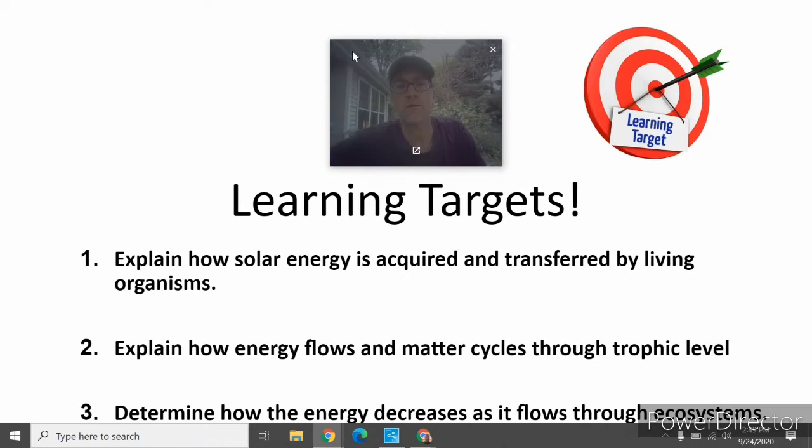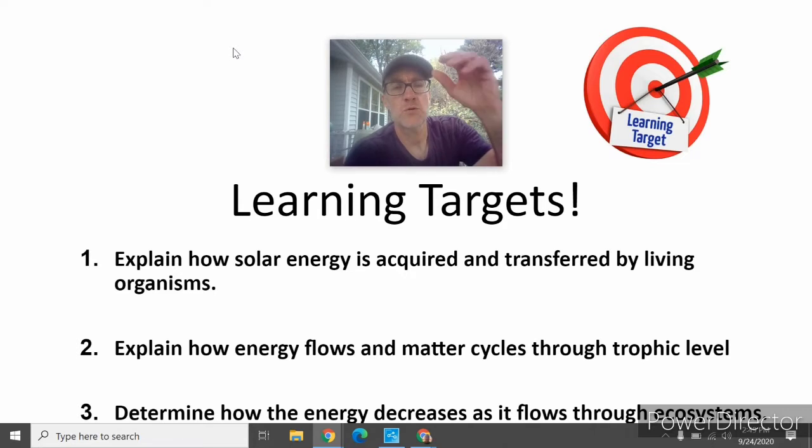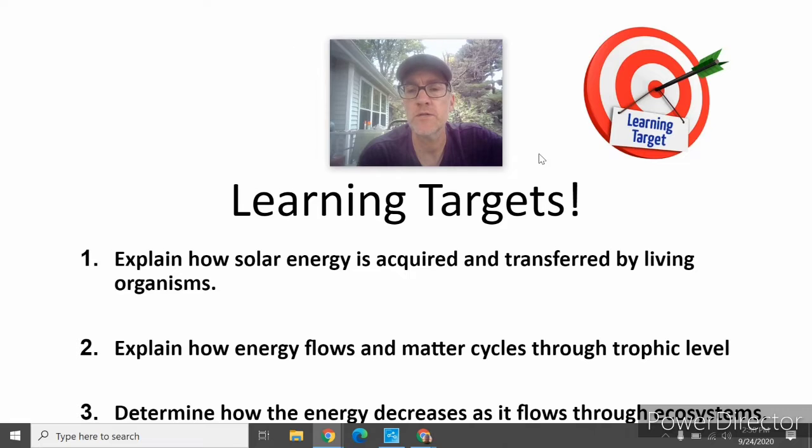So before we get started, learning targets, always important. So what are we trying to do today? Hopefully by the end of this week, you should be able to explain how solar energy is acquired and transferred by living organisms. Explain how energy flows, so it's a one-way ticket from the sun, and how matter, we talked about earlier, cycles through trophic levels. Lastly, determine how energy decreases as it flows through the ecosystem. So that's that 10% rule.